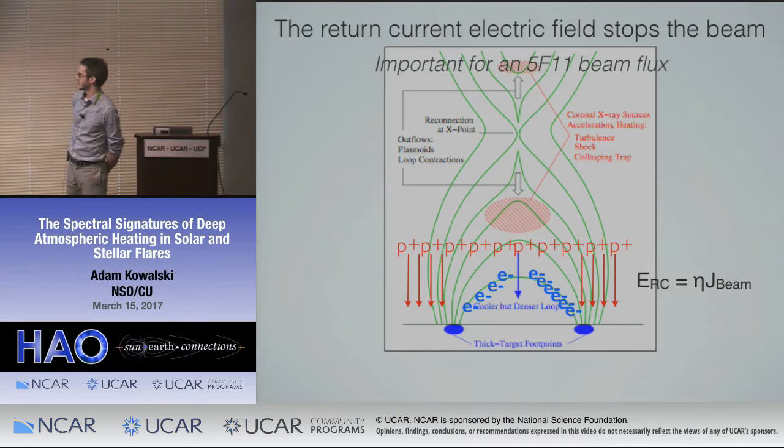And that electric field has two effects. It takes away energy from the electron beam. And then it also accelerates ambient electrons in the loop back up to reestablish charge balance. So there are two effects that need to be modeled. And this is currently being included into the RADYN code by Joel Allred at Goddard.